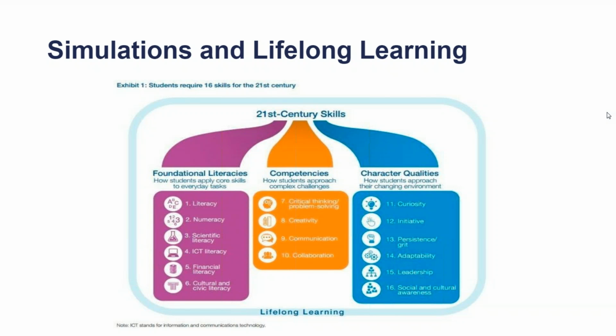What I found fascinating about this breakdown of these 16 skill sets is that when you think about how we are going to get people to be good at these things, the only set of skills that we can really teach are the purple ones. We try to teach literacy, numeracy, scientific literacy, ICT literacy, financial literacy, cultural and civic literacy. Those are the kinds of things we need to share information. We teach you what you need to know, how to do it, etc. The other two columns, the competencies and the character qualities, you can't teach any of those. I can tell you about them, but the only way to get better at them is going to be experience.